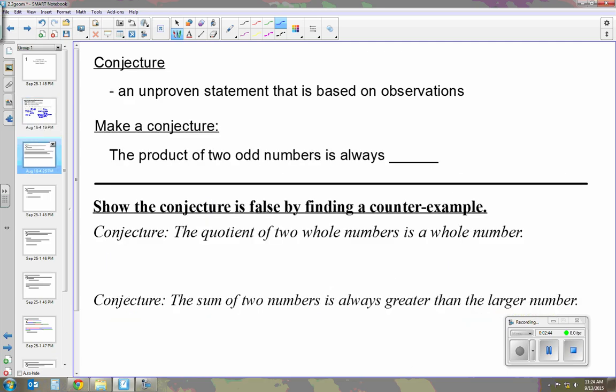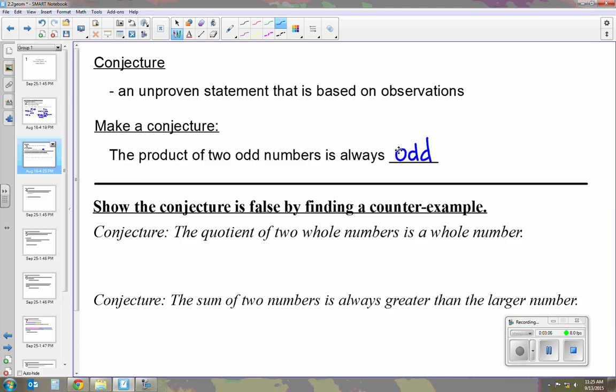Okay, so let's talk about a conjecture a little bit more. It is an unproven statement that is based on observation. So you can make a guess. It is your opinion. So we can make a conjecture to finish the sentence. It says the product of two odd numbers is always, and I'm going to guess, odd. And let's see if this is right or wrong.